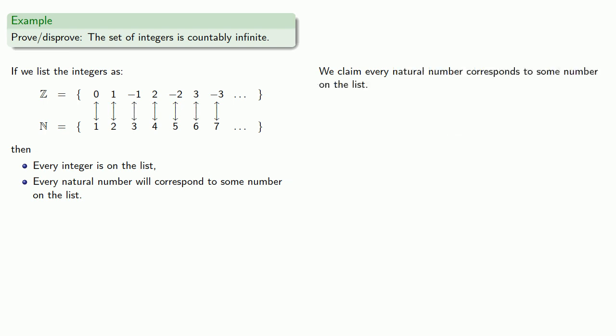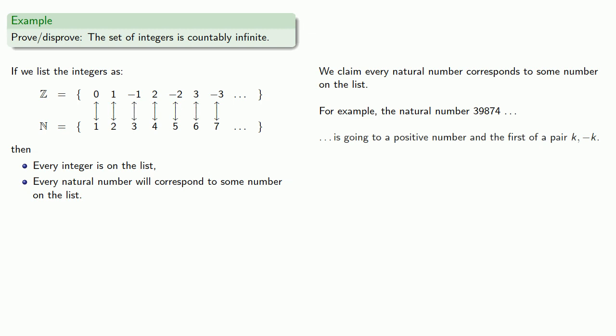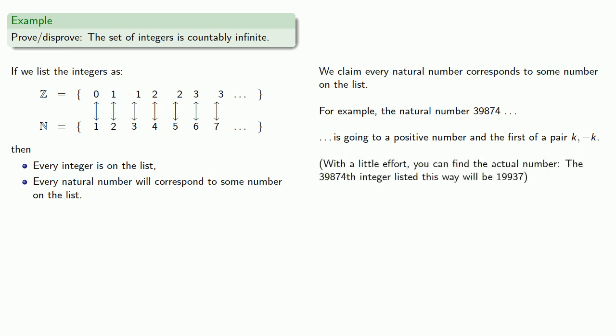Now, we also made the claim that every natural number corresponds to some number on the list. For example, the natural number 39,874. And since we have all of our natural numbers, we know that it's going to be matched up to some integer. And if you think about it, it's actually going to be a positive number and the first of a pair k, negative k. And you might get that by noticing that our even numbers are always matched up with positive numbers. And in fact, with a little effort, you can find the actual number. The 39,874th integer listed this way will be 19,937.